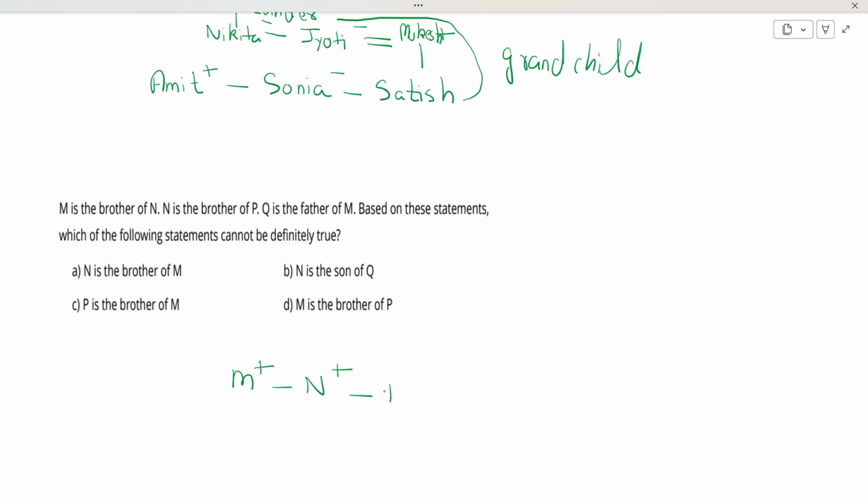N is the brother of P. That means M and P, all the three are siblings. Okay. Q is the father of M. Let's write down. Q is the father of M. Now, this is the data which is given to us.